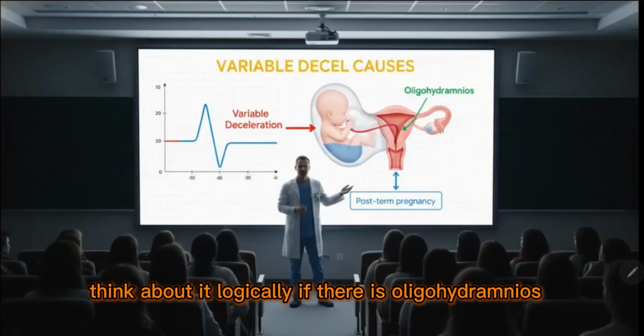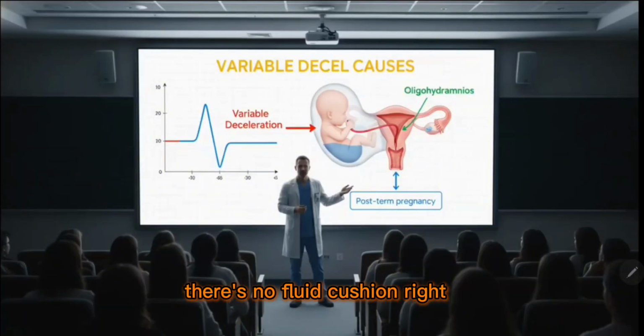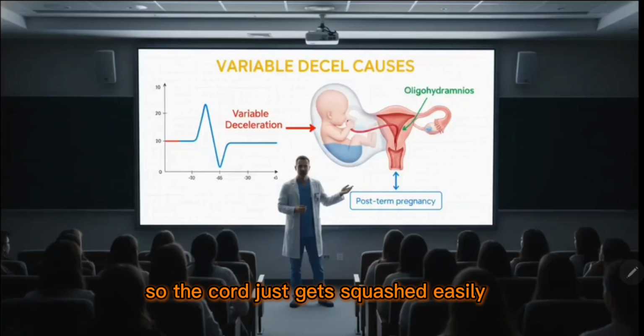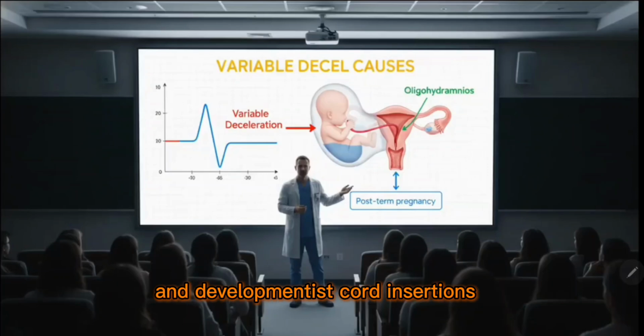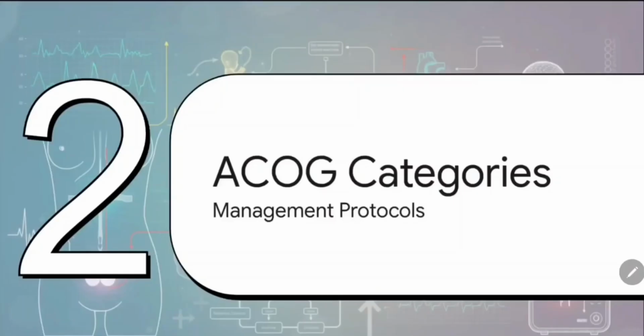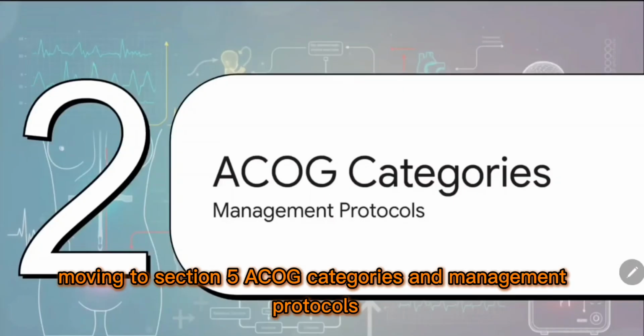Think about it logically. If there is oligohydramnios, there's no fluid cushion, right? So the cord just gets squashed easily. You'll also see this happening in postterm pregnancies and abnormal cord insertions. Moving to Section 5, ACOG categories and management protocols.